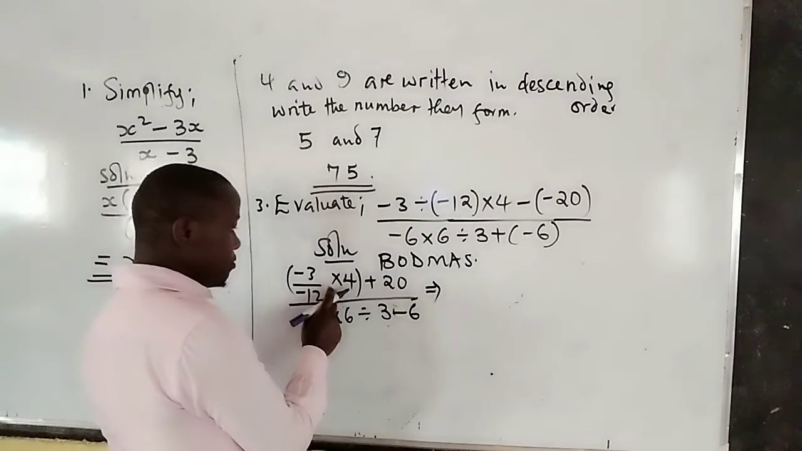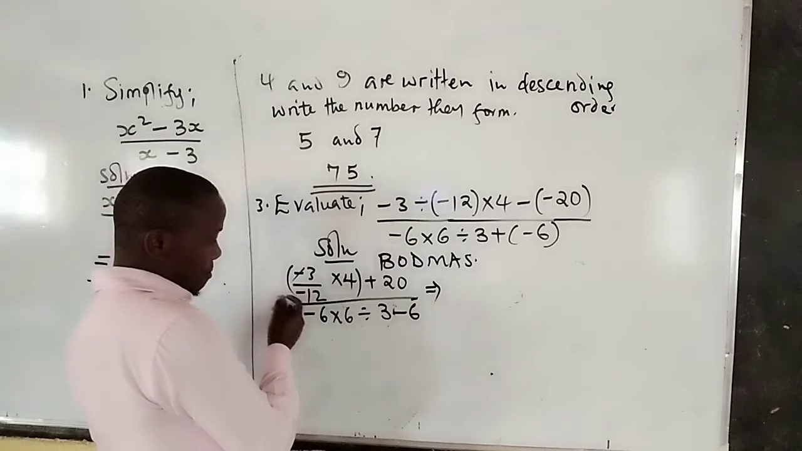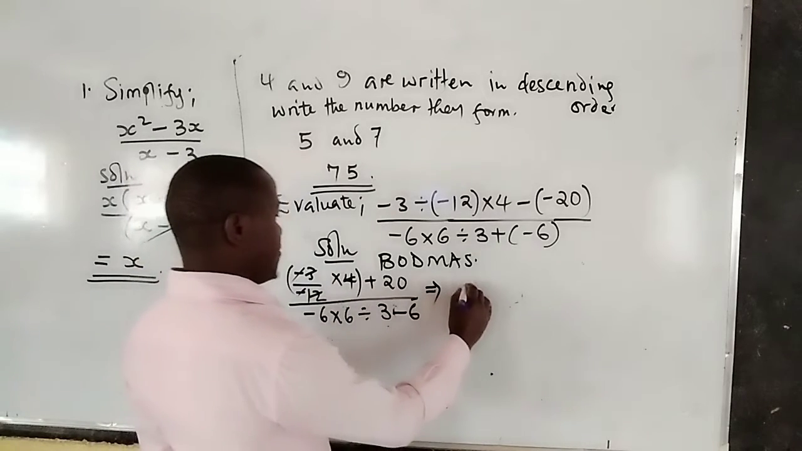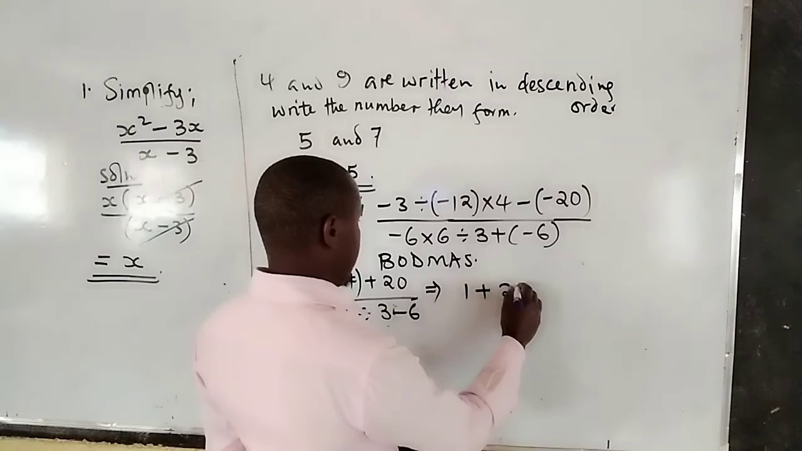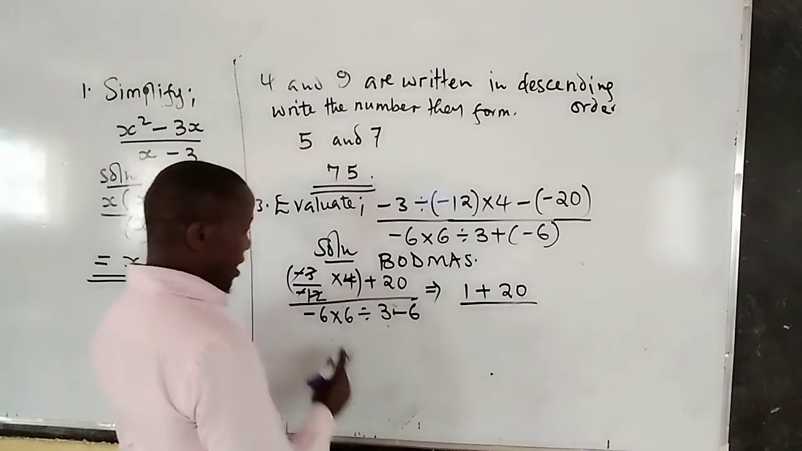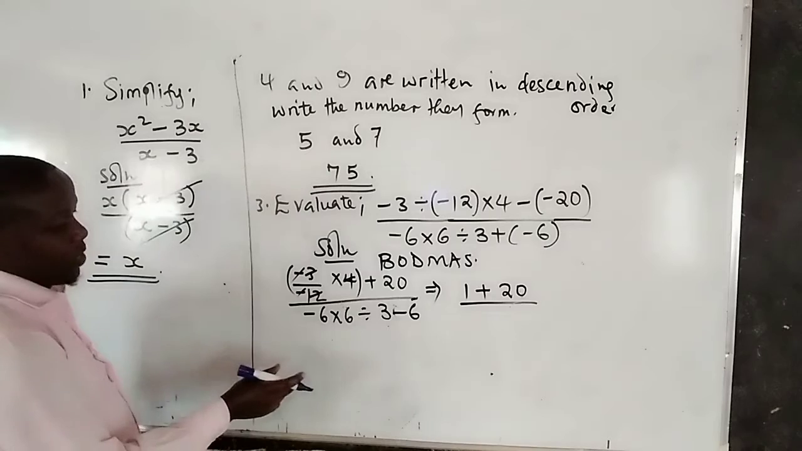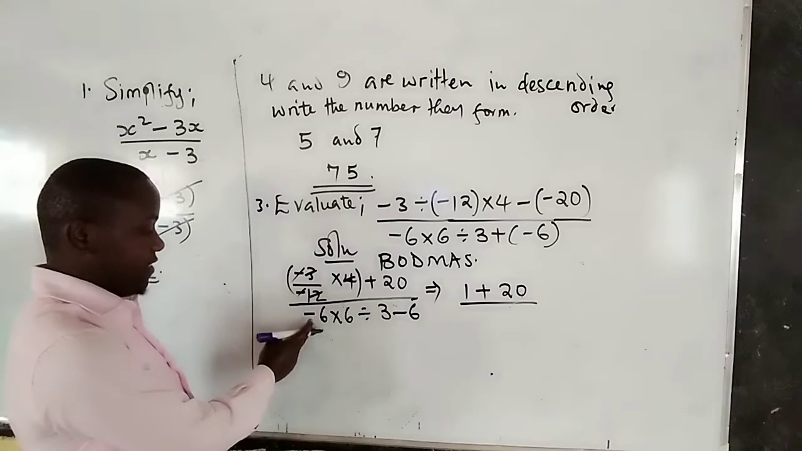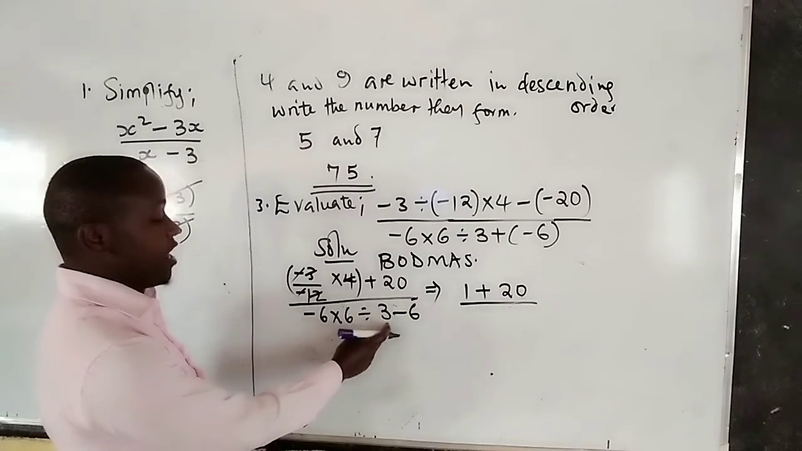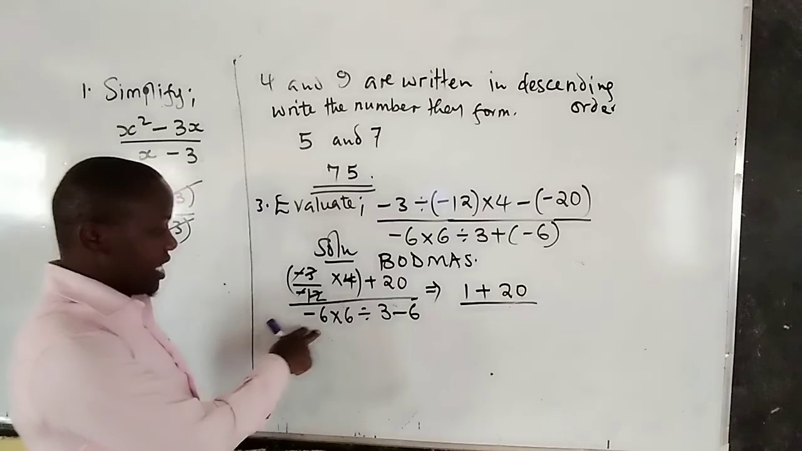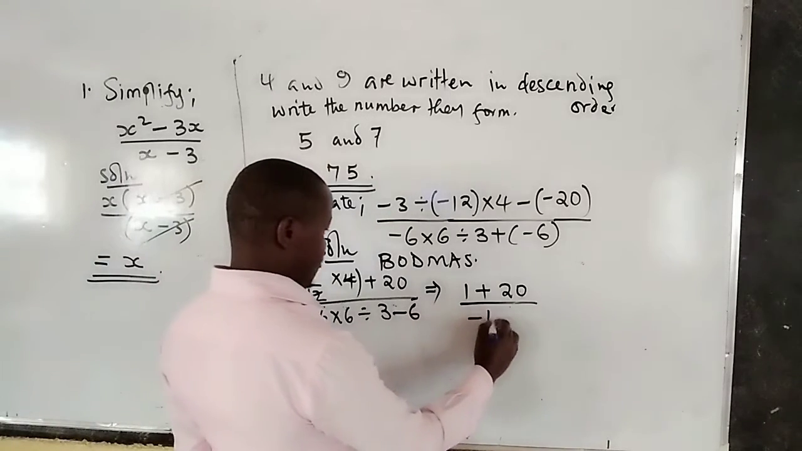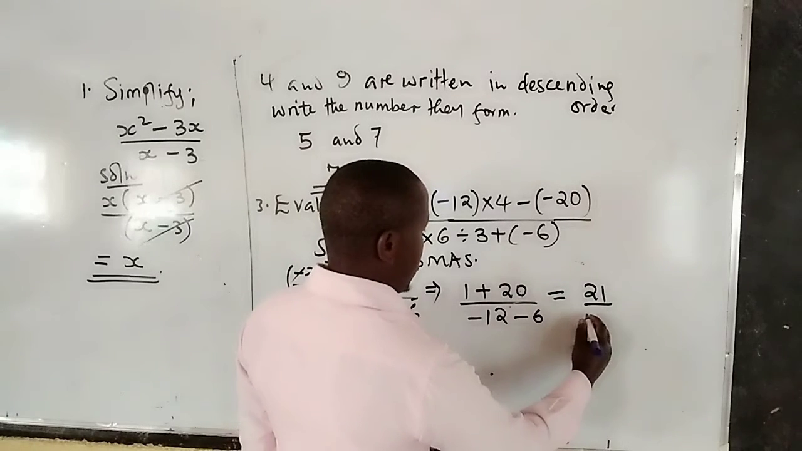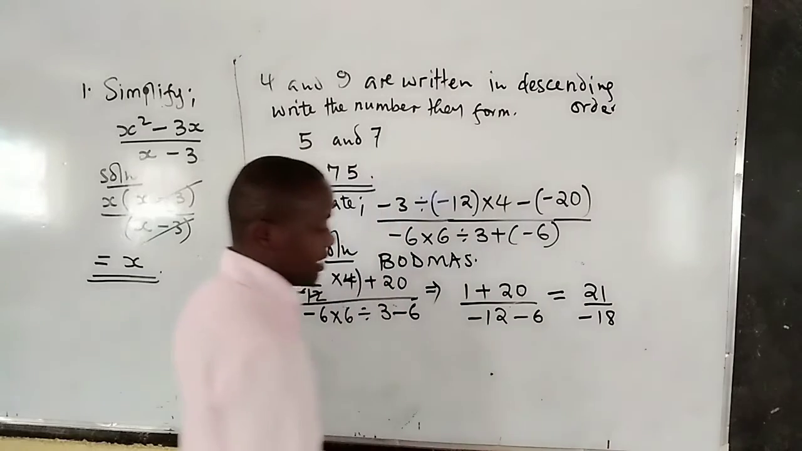Then here now, we will have the negatives cancelling, then 12 by 12 is 1. So we shall have 1 plus 20, all divided by... From there we can go to division because there is no off. Negative 6 times 6 divided by 3. So 6 divided by 3 we get 2. So negative 6 by 2 we will get negative 12, minus 6. So this becomes 21 all over negative 18.